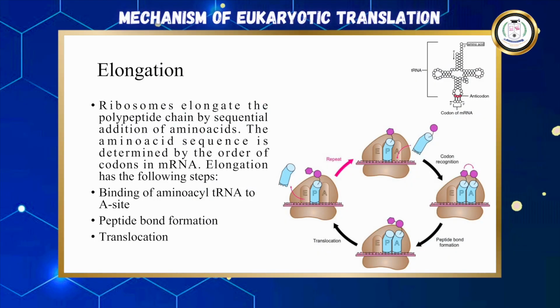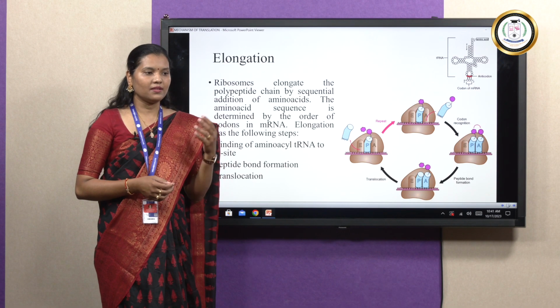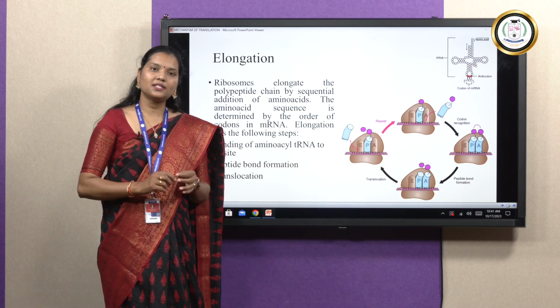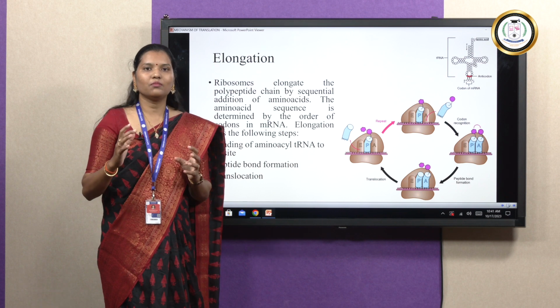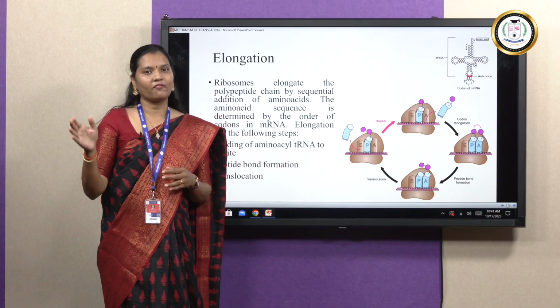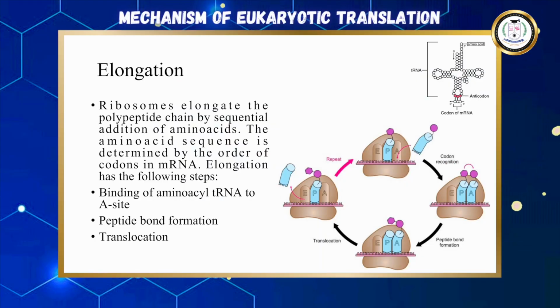Followed by initiation, we have the process of elongation. Elongation is the sequential addition of amino acids by the ribosome, and this step is a cyclic process because it will be repeated until the required number of amino acids are added, and that will end in a termination process finally. So this process of elongation is also divided into 3 steps. First is the binding of aminoacyl tRNA to the A site. Next is peptide bond formation, and the last one is translocation.